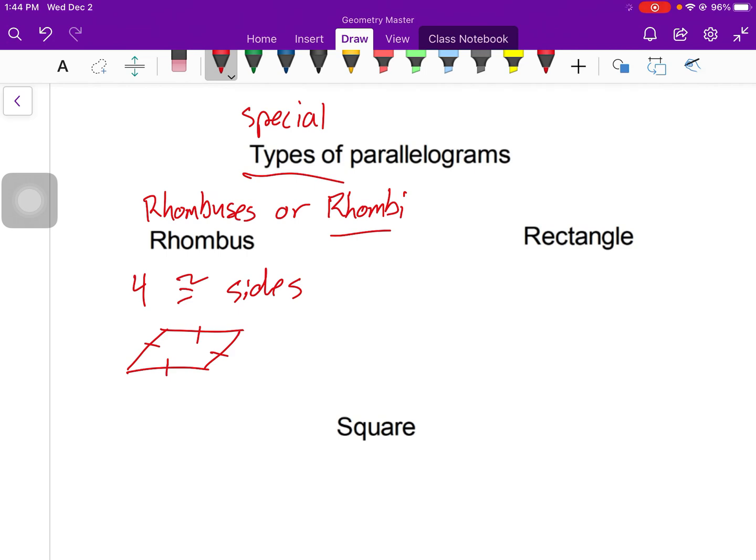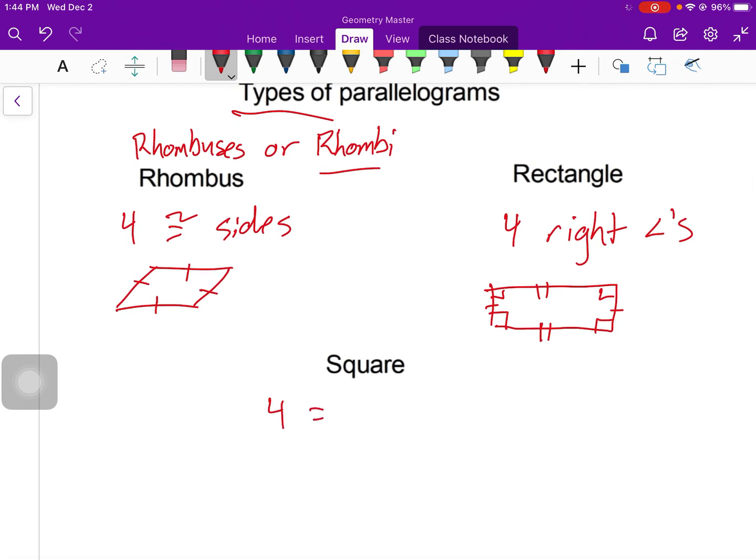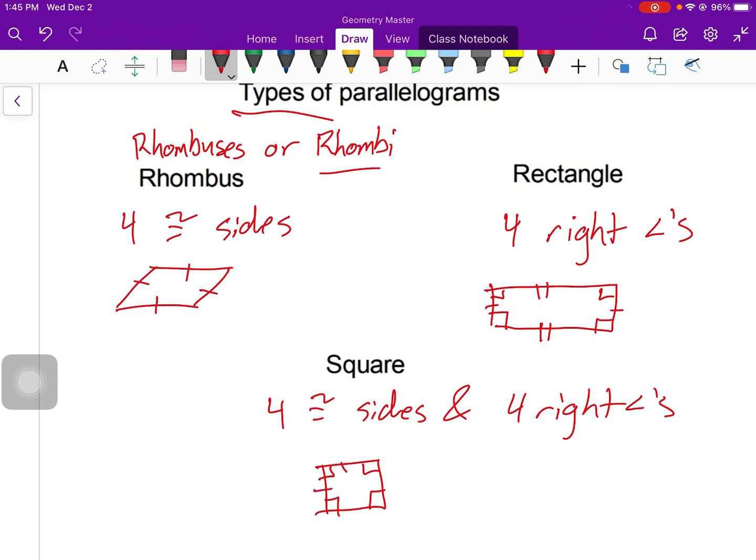So the top and bottom are parallel, left and right are parallel, and this time we can say that all 4 sides are the same, so they get the same tick marks. A rectangle has 4 right angles. Pretty much everybody knows what a rectangle looks like. We still can only say that those ones are like that if they're all the same. So if I have 4 congruent sides and 4 right angles, then I have a square. Square is going to be your favorite. It gets the most special things.